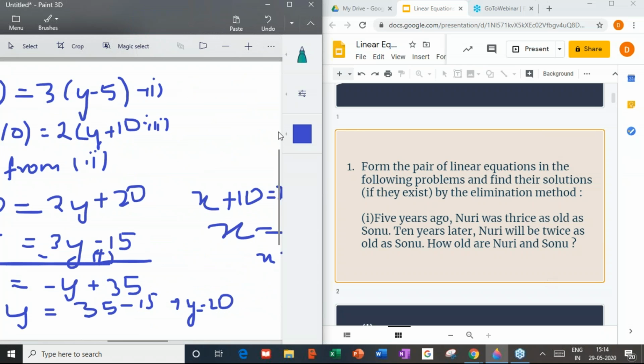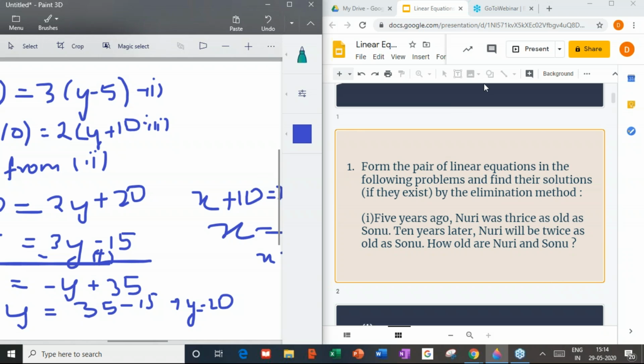Here's the question. Okay, so after this, yes, Mohak, Sonu is 20 years old now. So once you find the value of x and y, please ensure that you are writing the statement saying the present age of Noori is 50 and the present age of Sonu is 20 years. Yes, Vanchika. Okay. So I hope you brushed up with the elimination method also, right?